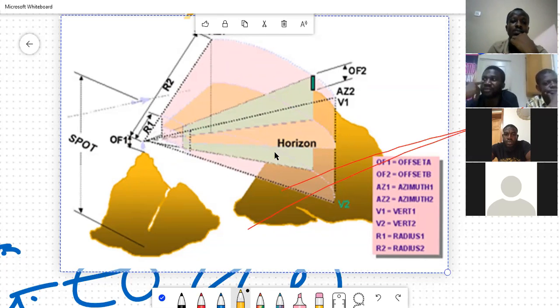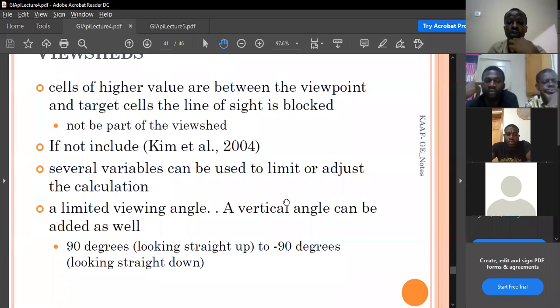All right. Any question on viewshed? Because I think I've said enough on it. Any questions on it? I'm moving on. I'm changing subjects.